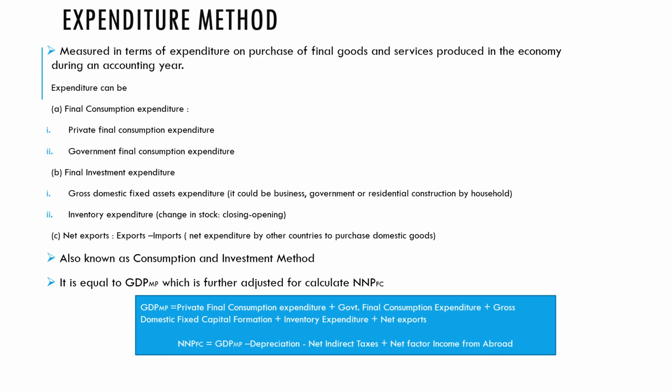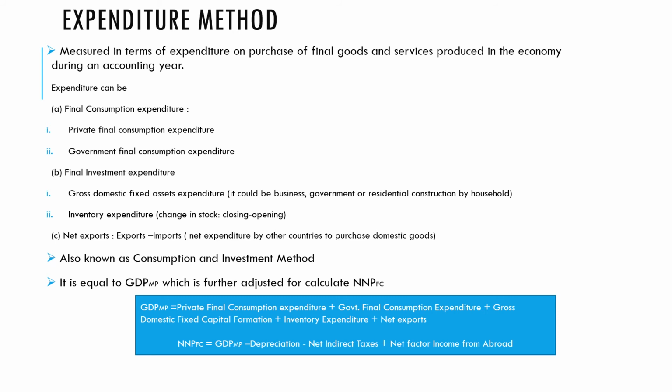The third method of calculating national income is expenditure method. In this method, expenditure on purchase of final goods and services produced in the economy during an accounting year is measured. The expenditure can be of two types. It could be final consumption expenditure, which can further be private final consumption expenditure or government final consumption expenditure. And it can be the second type, final investment expenditure.